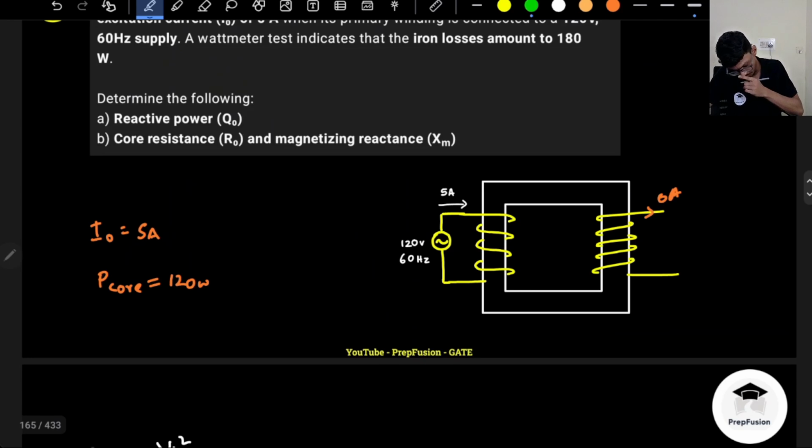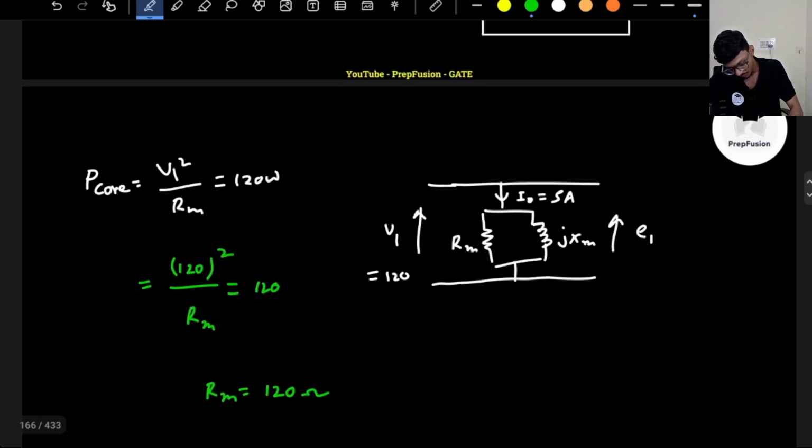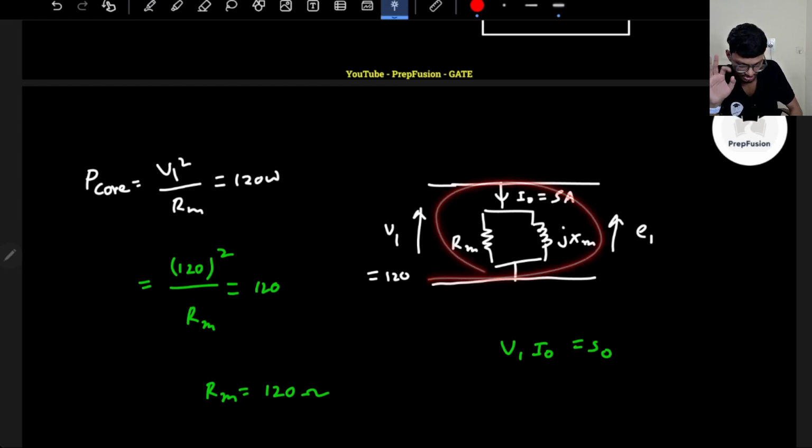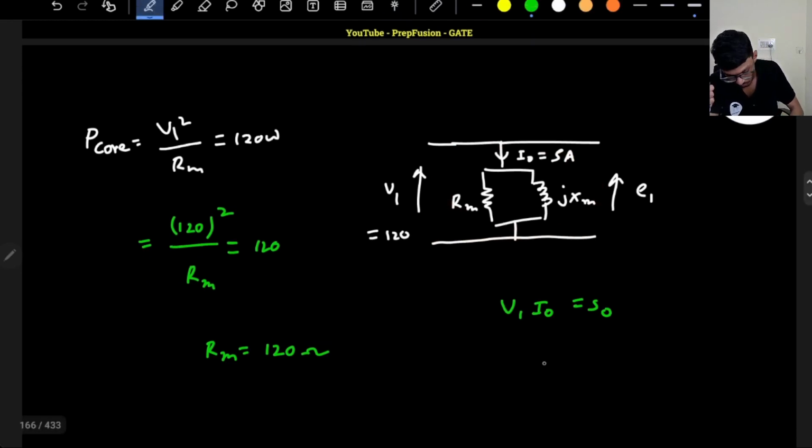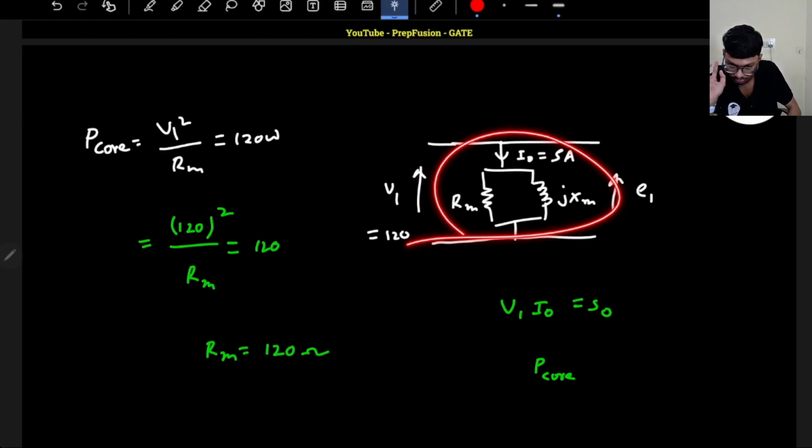How do I find out the reactive component of the power? One thing I know is that V1 into IO is the overall kVA, or the S, of this equivalent resistance. This much I know. Now I know that P core is the active power loss present in this combination, correct?